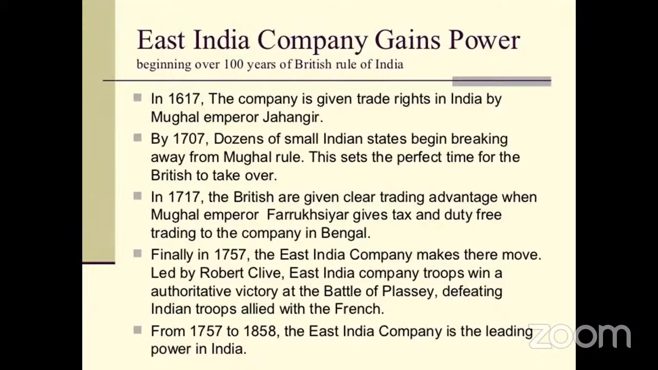The East India Company troops won the decisive victory in the Battle of Plassey, defeating the Indian troops and the French. So in 1757-58, the East India Company became the leading power in India. Slowly, as traders they entered India, and next they started as rulers. They became the rulers.